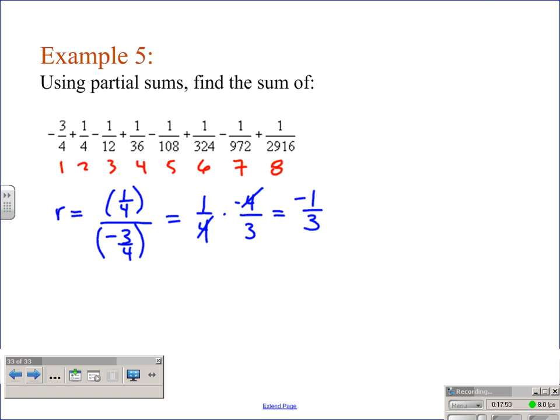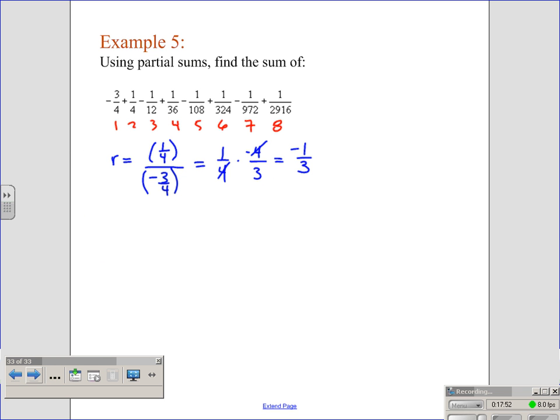So we're looking for a sum, so we're going to use our summation notation in this case. So we're looking for the sum from 1 all the way up to 8. And then what we're going to put in here is our explicit formula for this, okay? So we're starting out with a value of -3/4, and we're multiplying that times the common ratio, which is -1/3, and we're going to raise that to the n minus 1 power. Okay, and so we're looking for the first 8 terms of that, the sum of the first 8 terms.